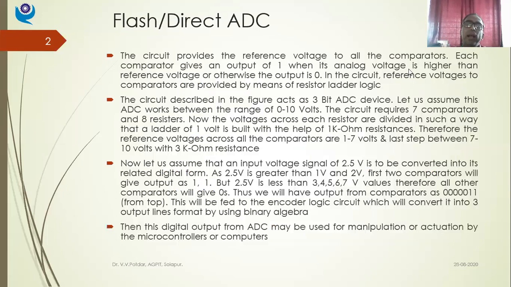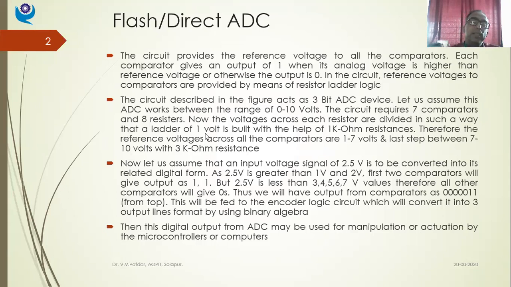The circuit provides the reference voltage to all the comparators. So all the op-amps are my comparators. Each comparator gives an output of 1 when its analog voltage is higher than the reference voltage, or otherwise the output is 0. In the circuit, reference voltages to comparators are provided by means of resistor ladder logic. Now, the circuit described in the figure acts as a 3-bit A to D converter device.